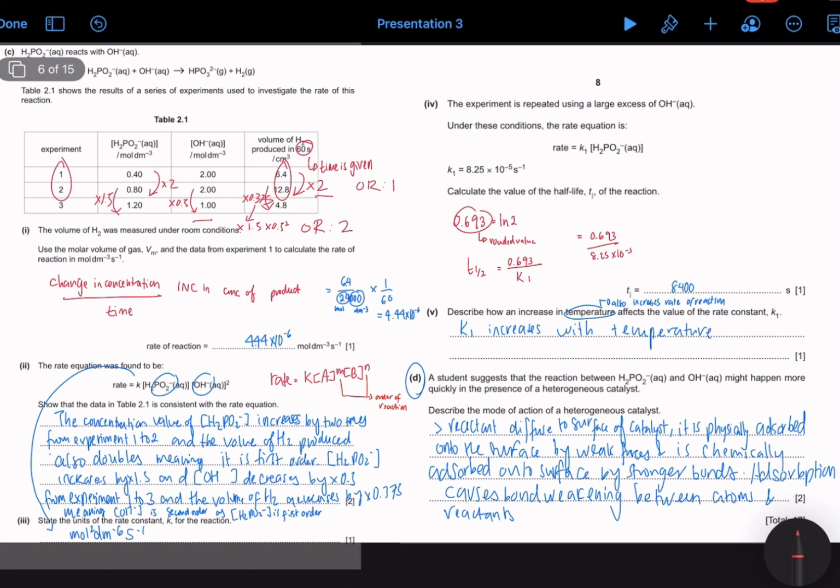State the units of the rate constant k for the reaction. Again, the unit is fairly simple. Usually it's mole per decimeter cube per second, but this time around we got mol⁻² dm⁶ s⁻¹, which is mole to the power of negative 2, decimeter to the power of 6, and per second.